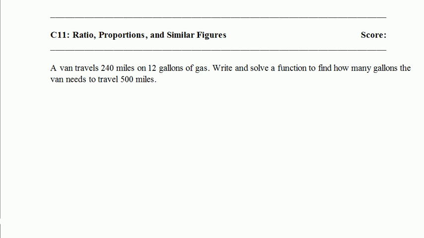Okay, question 3 tells us that a van travels 240 miles on 12 gallons of gas. It asks us to write and solve a function to find how many gallons of gas the van needs to travel 500 miles. So let's see what we can do with this. Miles compared to gallons and miles compared to gallons. We should just be able to set up a proportion here. 240 miles is paired with 12 gallons. That should equal 500 miles paired with an unknown amount of gallons. Let's call that G.